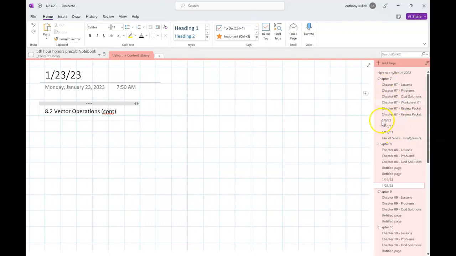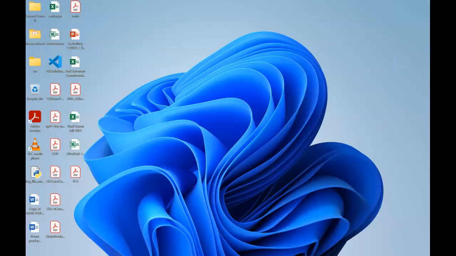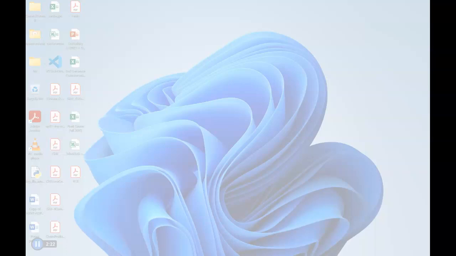So to this point, we had defined vector addition and subtraction and scalar multiplication. Those were our three vector operations to this point. Today we're going to define a fourth vector operation called the dot product.